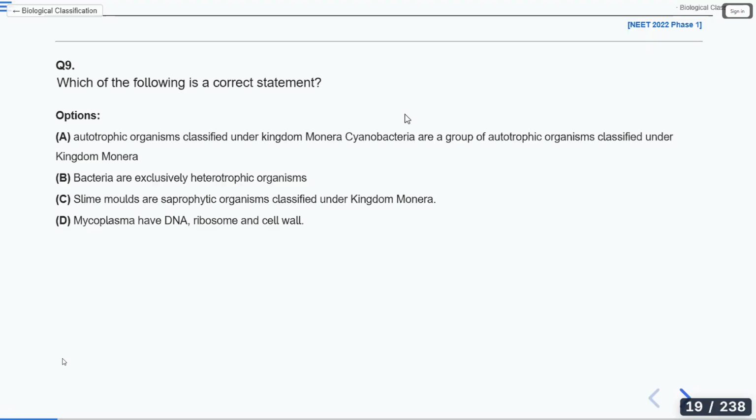Because most of the bacteria are heterotrophic. Okay. How are you eliminating the other three options, Surabhi? Like, see, slime molds are saprophytic organisms under kingdom Monera. Mycoplasma have DNA, ribosome, and cell wall. How are you eliminating the other options? Okay, mycoplasma lacks cell wall. So you can easily eliminate option D.